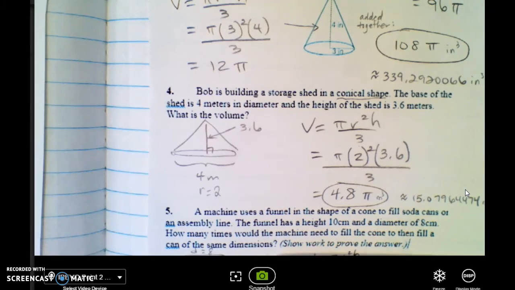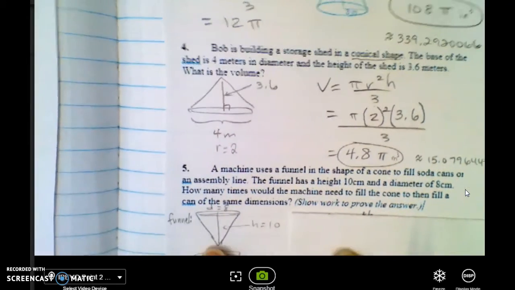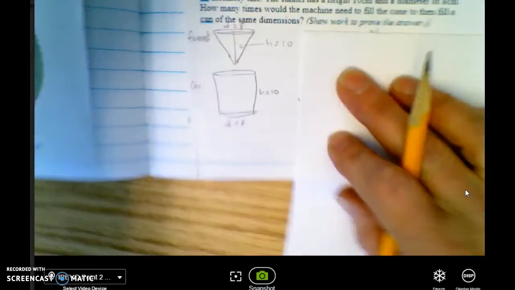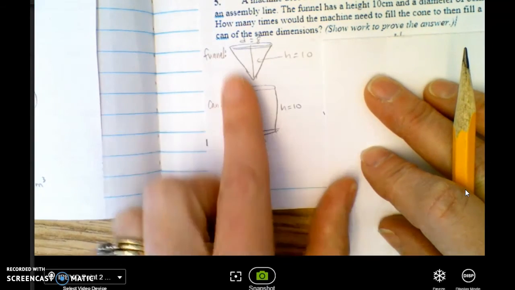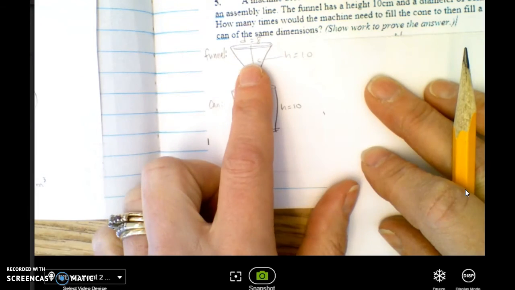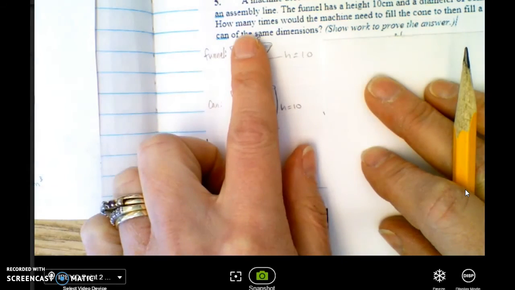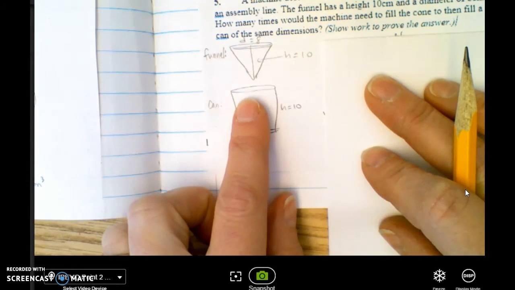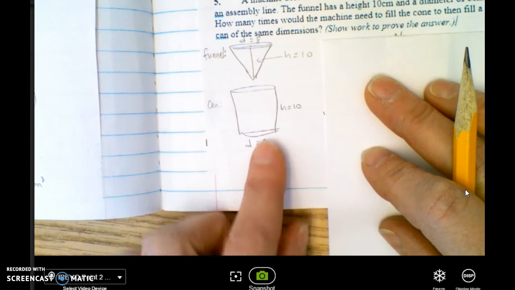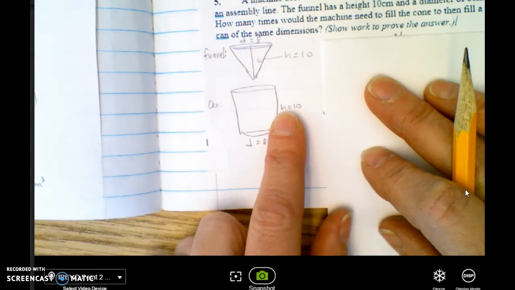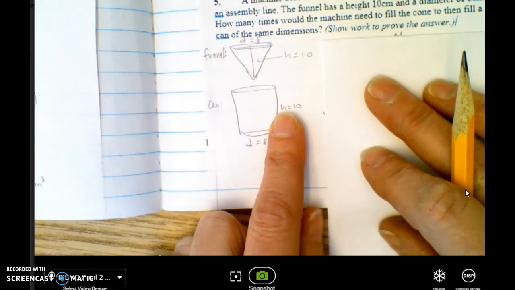So if you look over here, this is a good example or a good way to go ahead and draw the diagram, your funnel or your cone. There's your diameter of 8 and your height of 10. And then we can see that what will happen is they'll send the liquid down into the can through the funnel. And again, you've got the same diameter of 8. You've got your same height of 10.